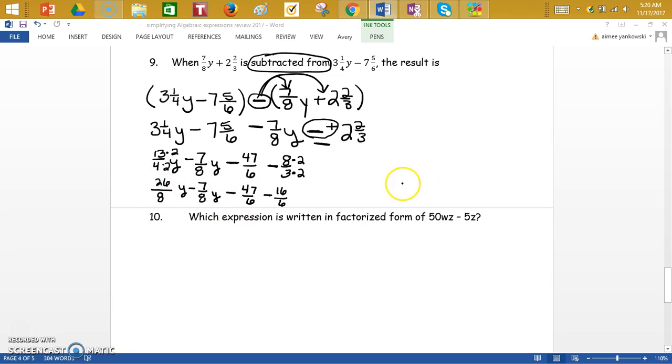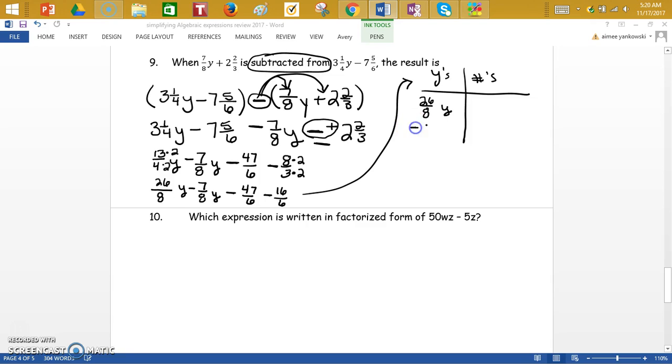Now I'm going to do my X's and O's chart. So I'll continue up here. I'm going to combine my y's. I'm going to combine my numbers. So for my y's, I have 26/8 y minus 7/8 y. Common denominator will remain, so I got my 8's. 26 minus 7 is actually 19/8 y.